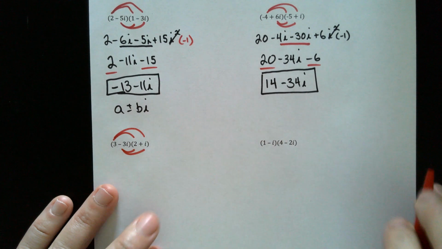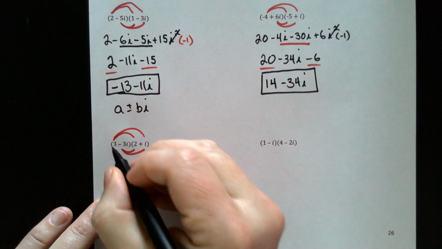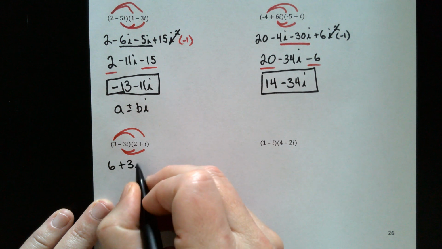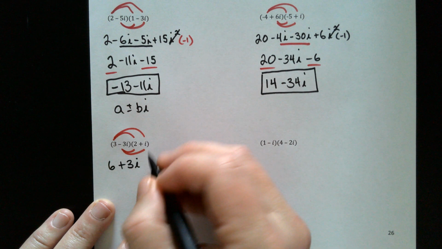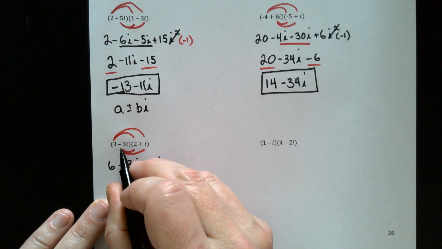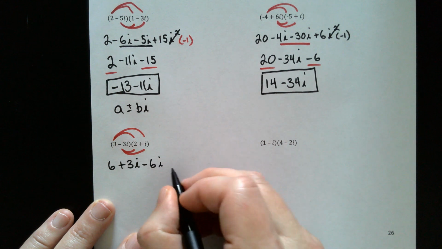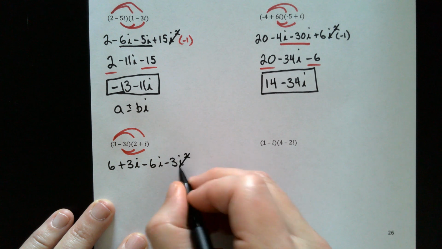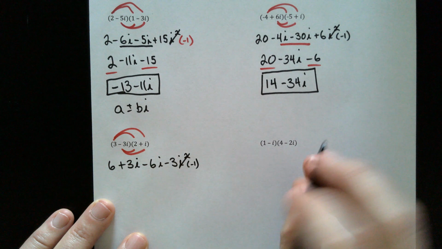Okay, last two. Distribute and distribute. So 3 times 2 is 6. 3 times i is 3i. Negative 3i times 2 is negative 6i. And then last, negative 3i times i is negative 3i squared, which we replace with negative 1.